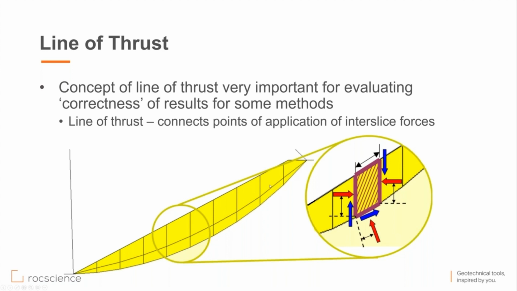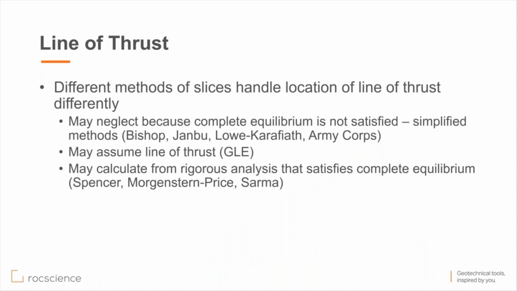And we will see how important it is to take into account the line of thrust whenever we are talking about the rigorous methods of analysis. The different methods make different assumptions or handle the location of the line of thrust differently. The simple ones, like the Bishop and the Janbu, the ordinary, and we'll talk about them, simply neglect the line of thrust. So you don't even need to plot them. It doesn't exist in these methods.